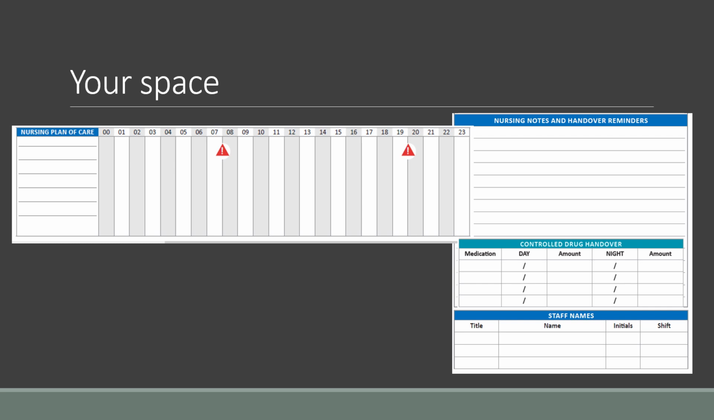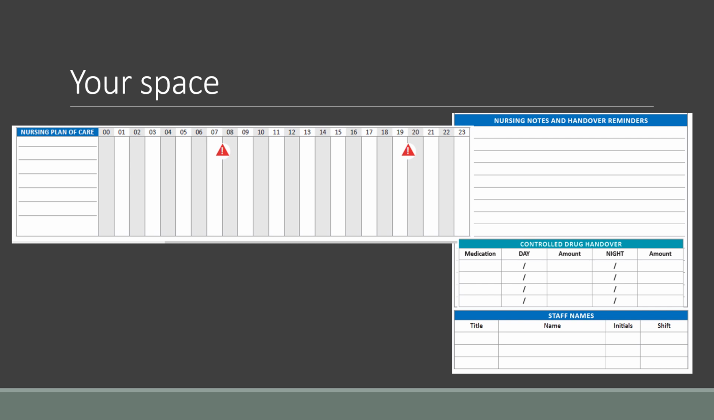So near the bottom of the right-hand side of the chart, you'll see these two things, the nursing plan of care and nursing notes and handover reminders. And that's exactly what they are. These are your spaces to do with whatever you want. If you're a list person and that's how you remember to do important things at certain times, then please go ahead and use these boxes. It's very much your space to do with what you want.